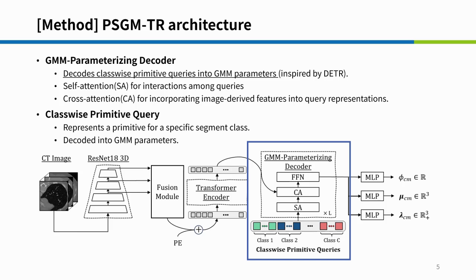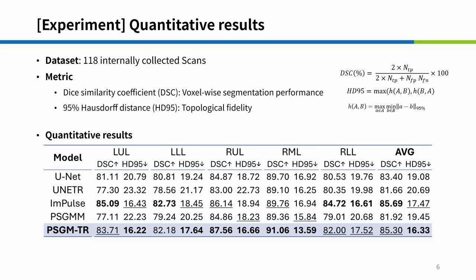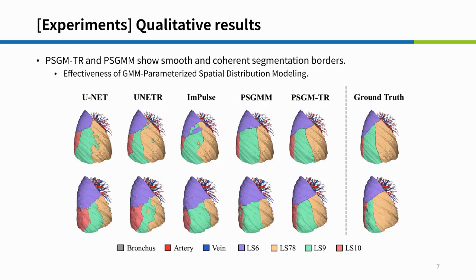PSGMTR achieves competitive performance, recording the lowest average HD95 score. In our analysis, the use of GMM parameterized spatial distribution modeling enables both PSGMM and PSGMTR to produce smooth and coherent segmentation borders. PSGMTR achieves even smoother boundaries.